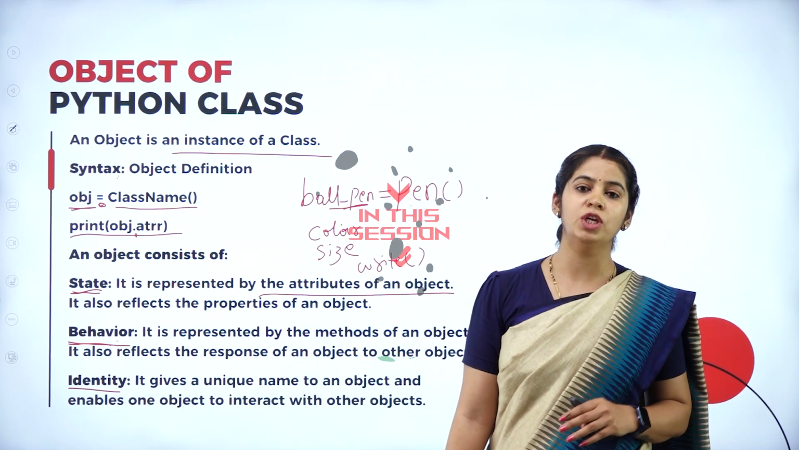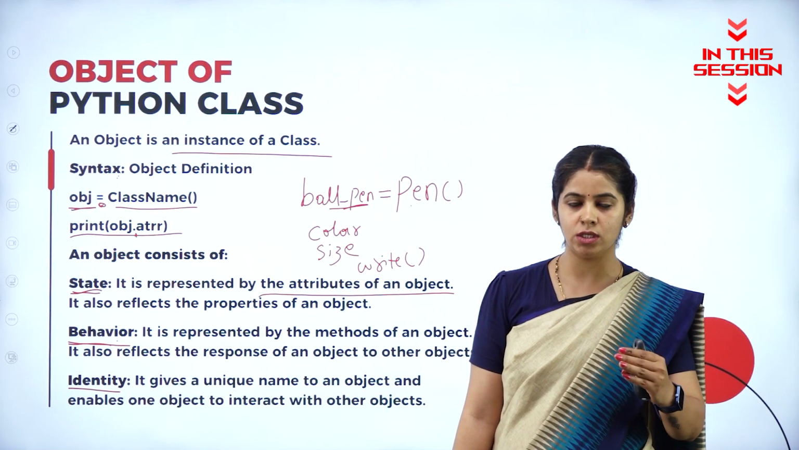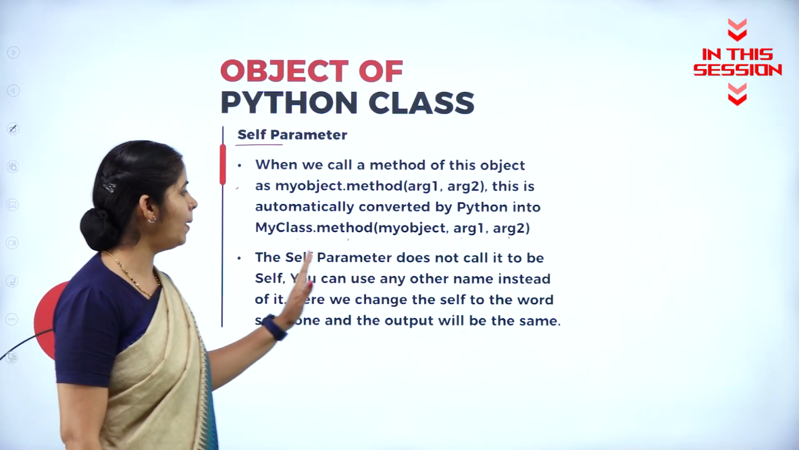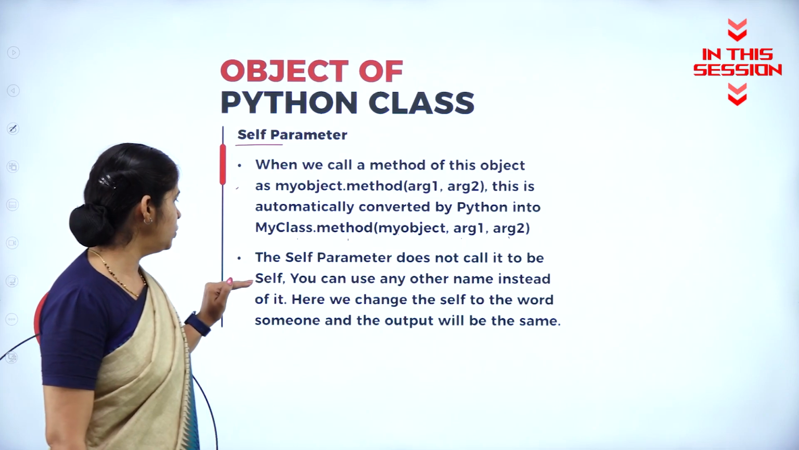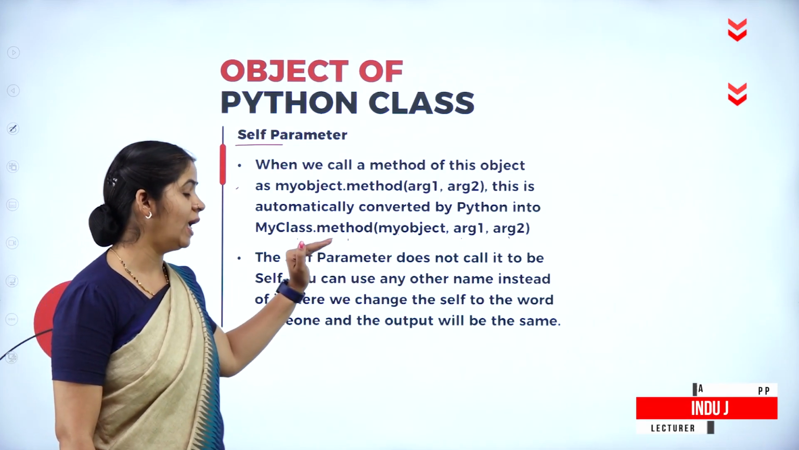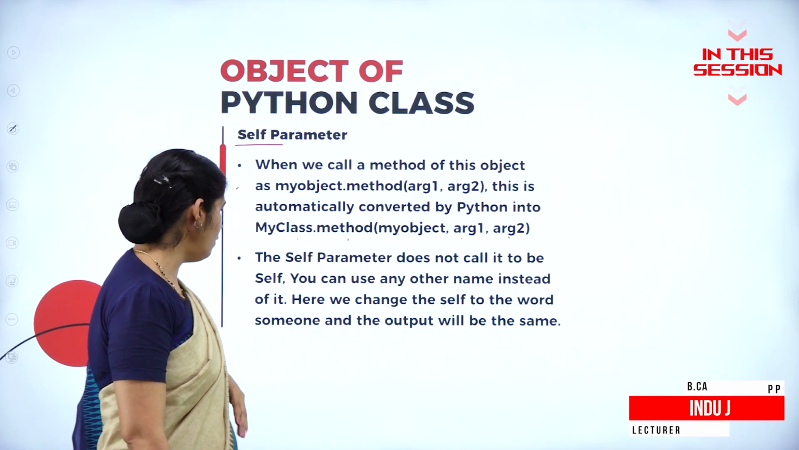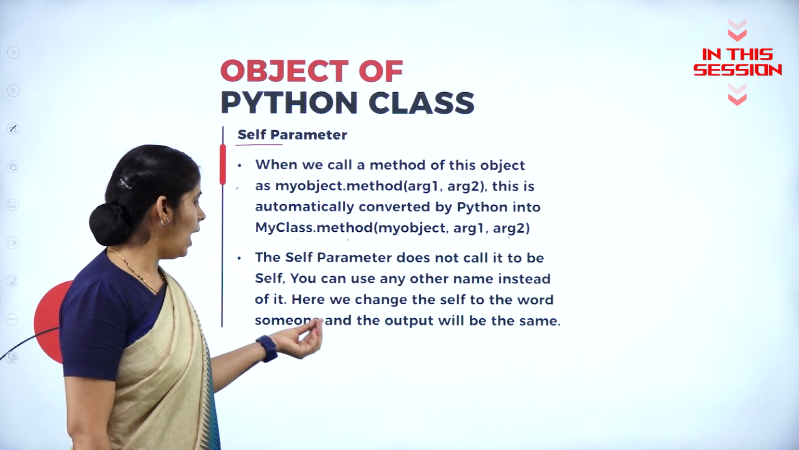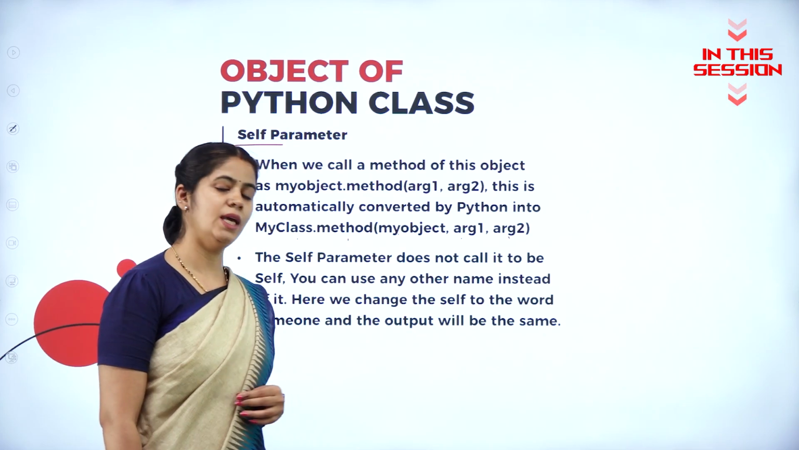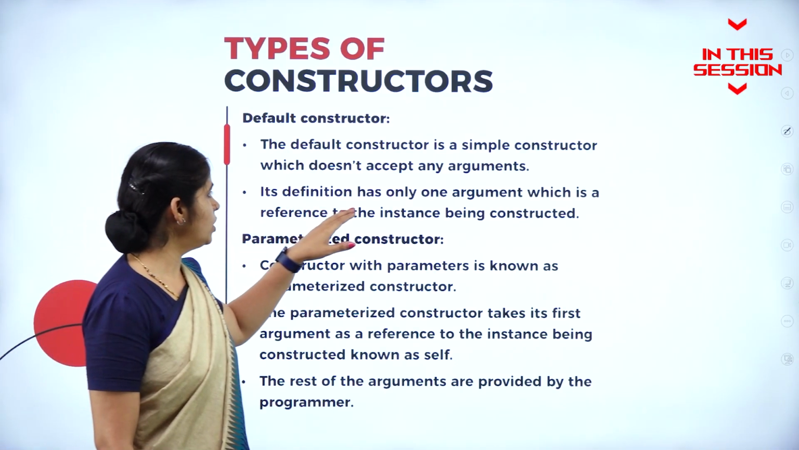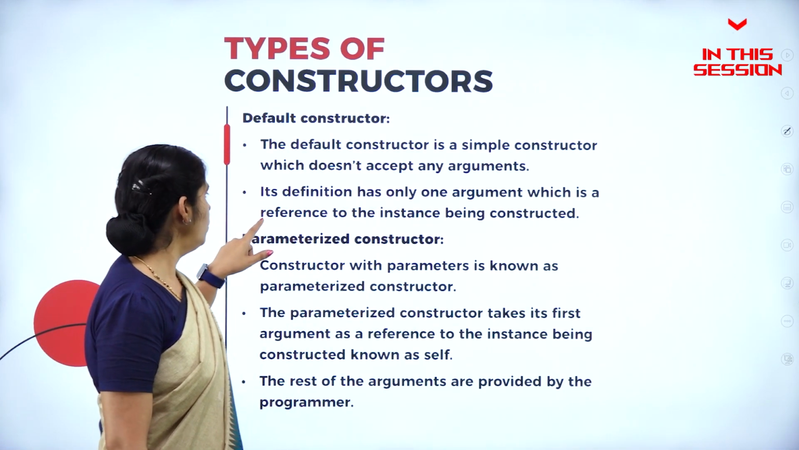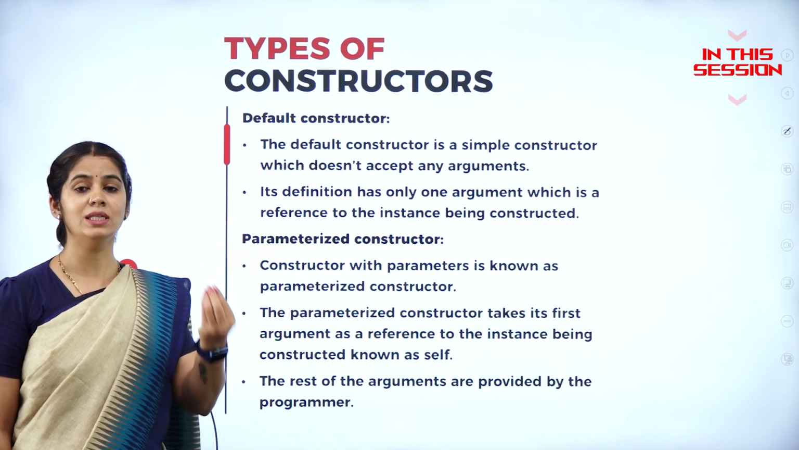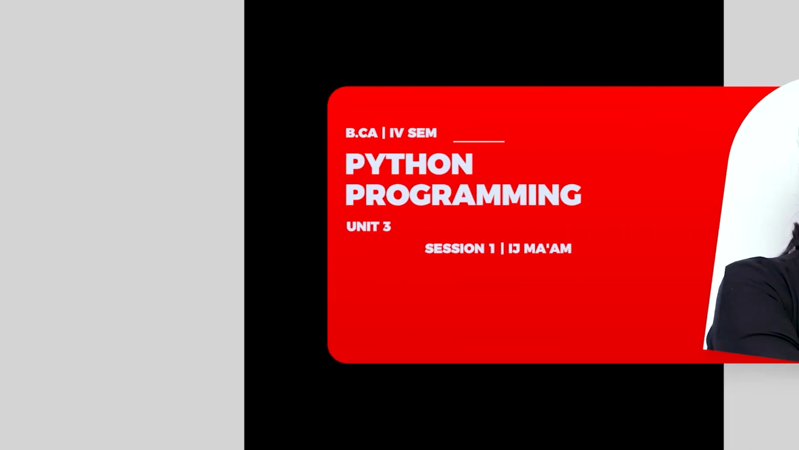Identity. Each object should have its own identity. It should be unique in nature. That is the identity. The self parameter does not call it to the self. You can use any other name instead of the self. Here we change the self into the word sometimes, and the output will be given as same. Its definition has only one argument, which is referring to the instance being constructed. Only by default it will take self as an argument.